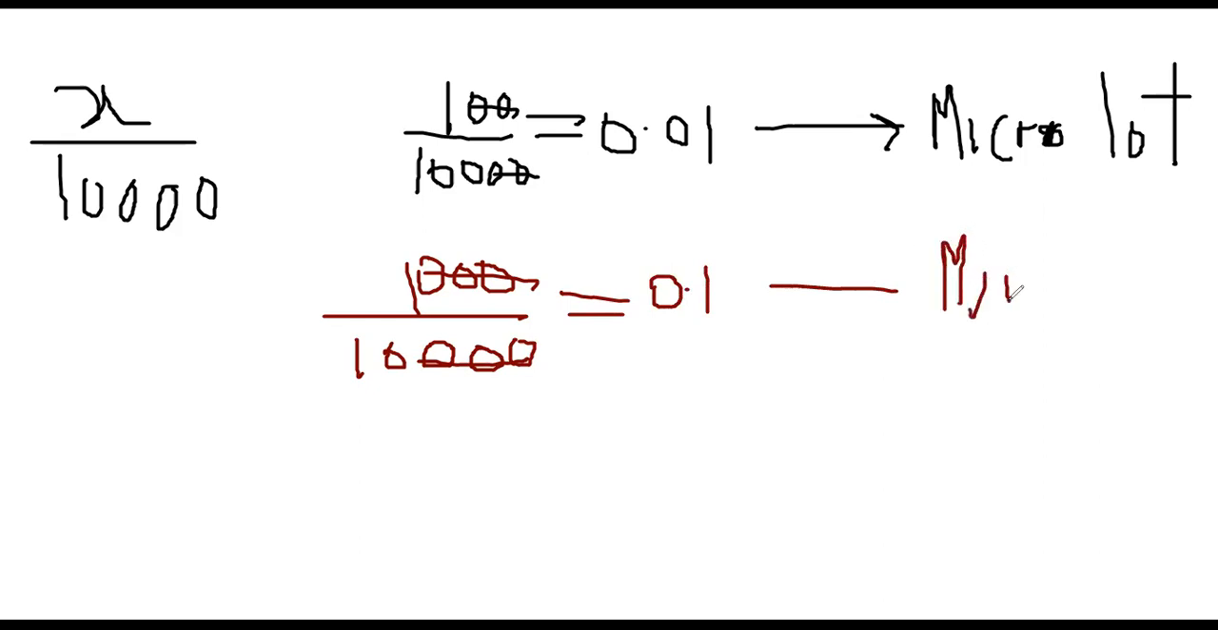You might probably be wondering, what values are exactly for micro lots and mini lots? A micro lot is a lot size that ranges from $100 to what? $900. A mini lot is a lot size that ranges from $1,000 to $9,000.